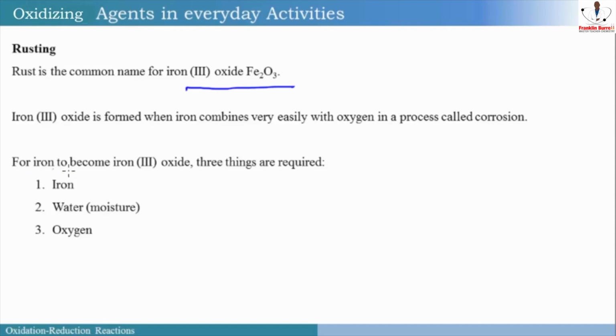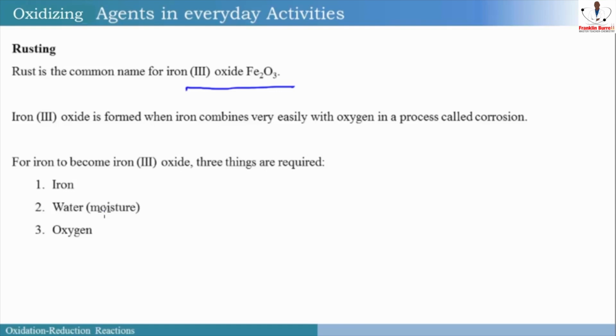Now, iron 3 oxide is formed when the conditions are ripe for it to be formed. When do we have that? Well, you must have your iron, you must have water or moisture, and you must have oxygen. If all three are present, then you will have rusting. If any of these conditions are absent, then there will be no rusting.